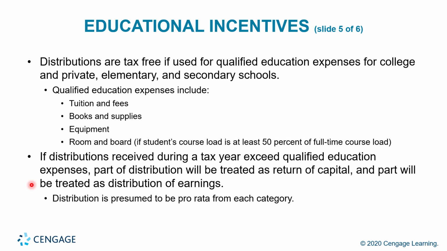Distributions are tax-free if used for qualified education expenses for college and private elementary and secondary schools. Qualified education expenses include tuition and fees, books and supplies, equipment, room and board. If distributions received during the tax year exceed qualified education expenses, part of the distribution will be treated as return of capital and part will be treated as a distribution of earnings. And so the distribution is presumed to be pro rata from each category.